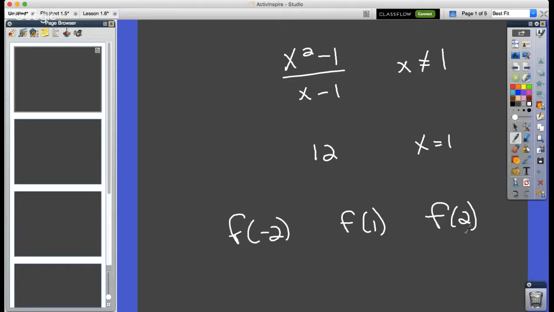We go right straight here. Can I plug 1 in for anything here? No. There's no x. So whatever you see is what you get. So what we would say here is f of 1 equals 12. Okay, so that's the first one. Now what about f of negative 2?